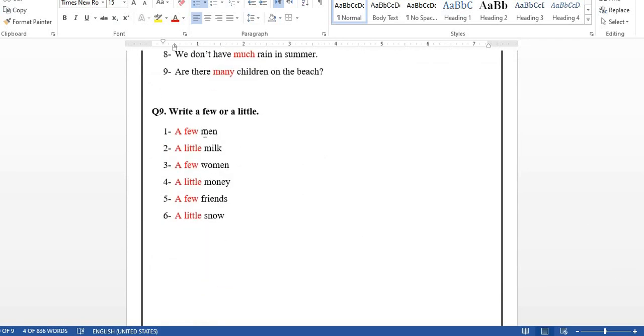Men is countable because when it is singular, I say man, and when it is plural, I say men. I can't say 3 men. I can't say a man. So it is countable, so a few. Milk is uncountable, a little. Women is countable, a few. Money, uncountable, a little. Friends, countable, a few. Snow, uncountable, a little. Okay, so that's it.